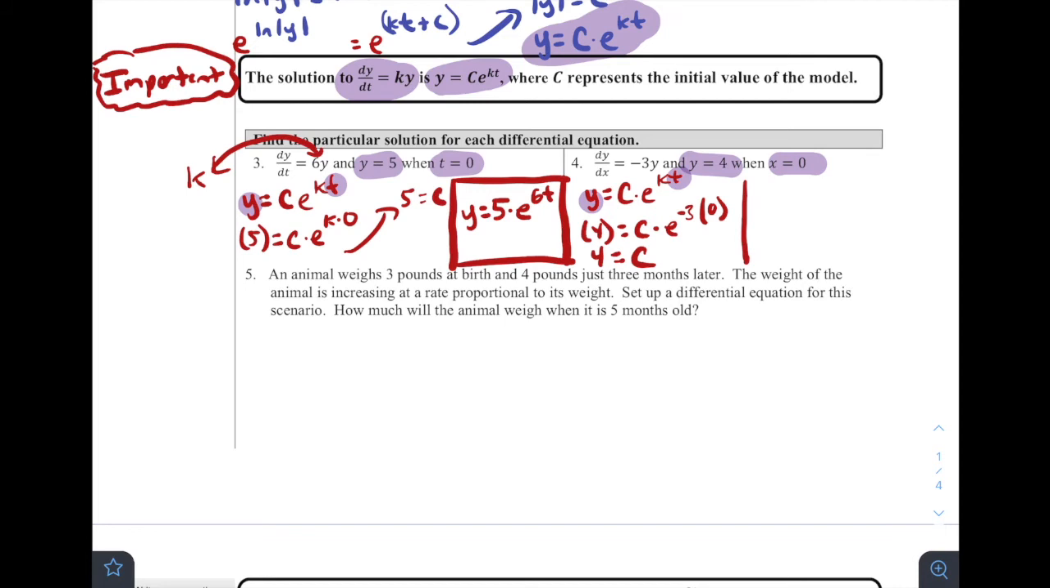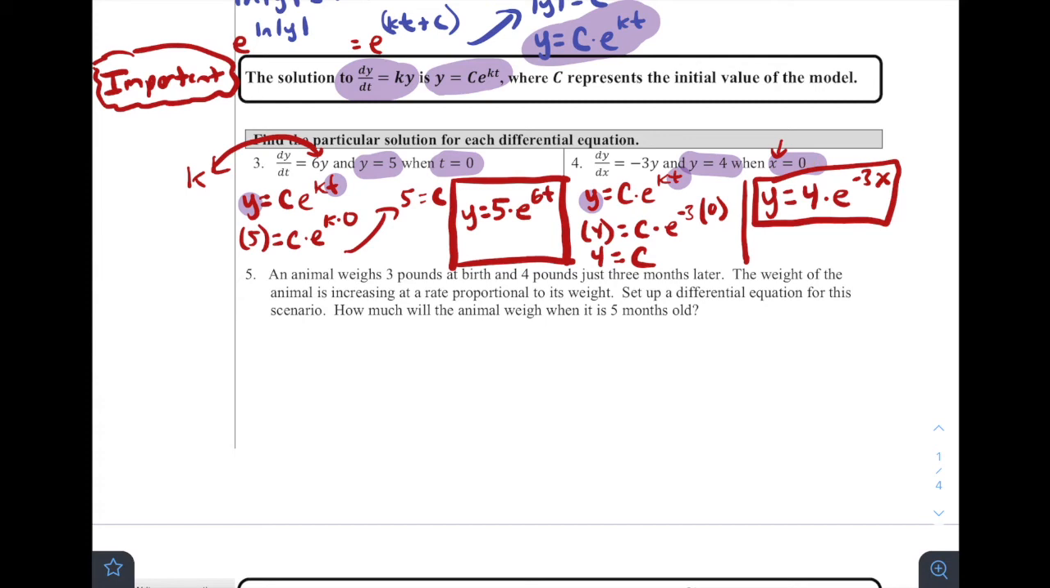What's our final solution then going to be? We're going to have y is equal to our c, which is 4, times e to the k, which is that coefficient here, that's negative 3, to the x, or t, depending upon whatever the variable is. But since that's an x there, I'm going to leave that as an x in this problem. So that would be our final solution. Our particular solution for this has a derivative of negative 3 times our y, and it goes through this point, x equals 0, y equals 4.